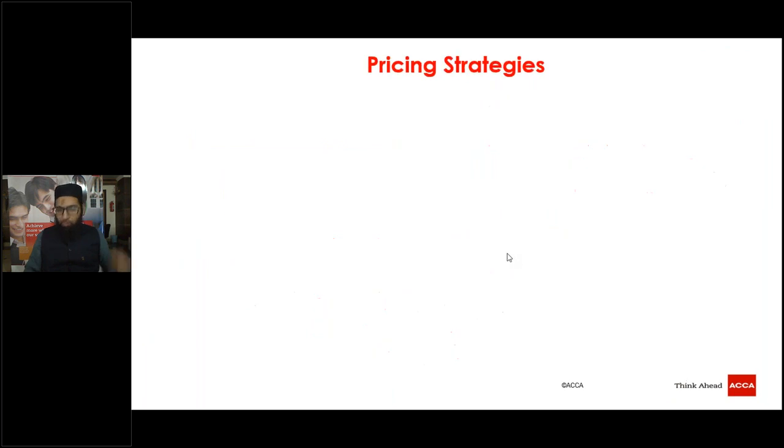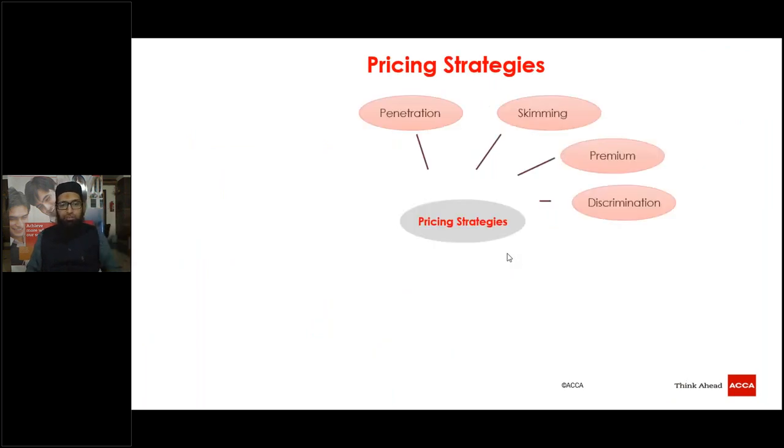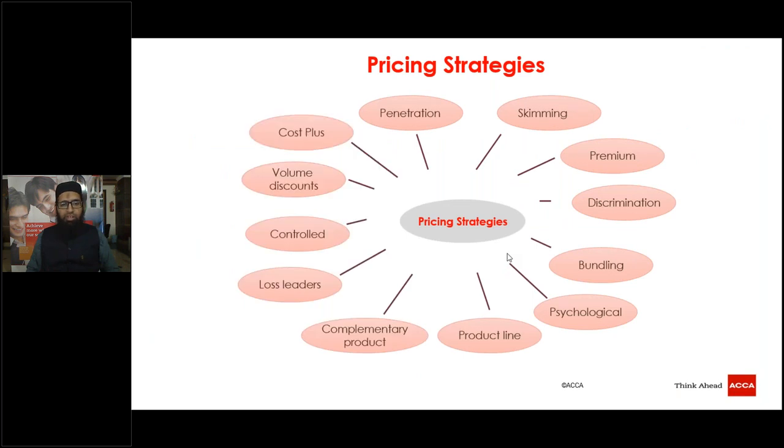Sorry, there is one more slide left. That is the pricing strategies. Let's discuss this. So now there are different pricing strategies. One is skimming. In skimming, initially we set higher prices and then later on we drop the price of the product.